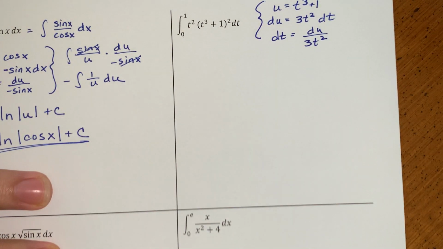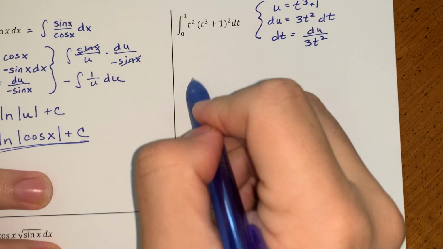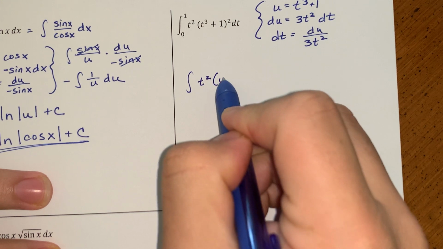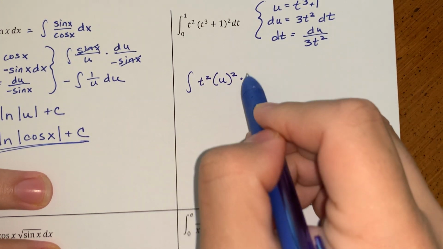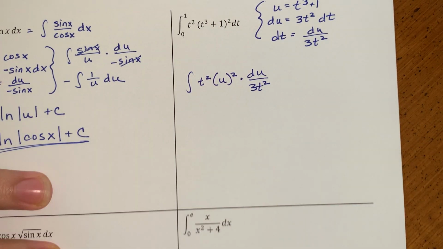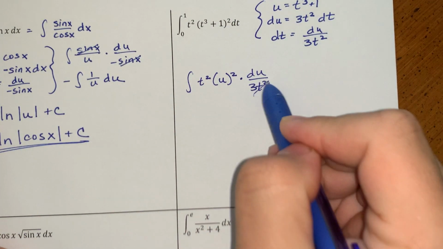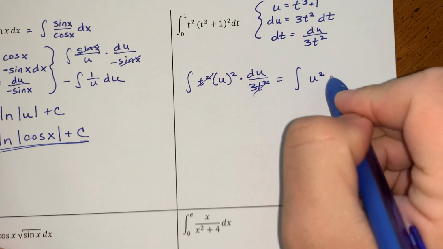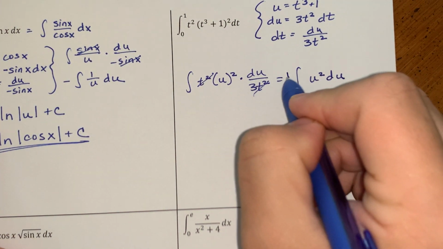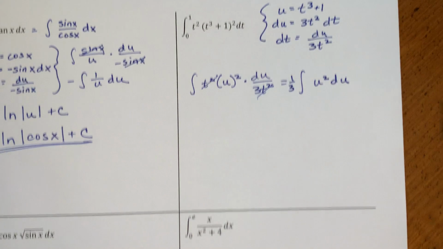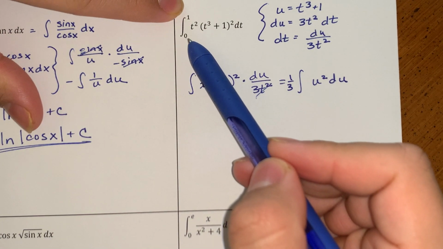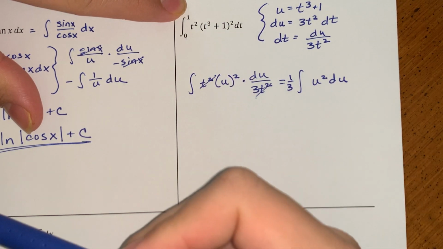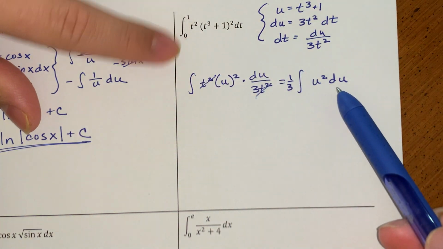Right? Now, when I plug all of this back into my integral, I'm going to have t squared times u squared, and then dt we said was du over 3t squared, right? And then the t squareds cancel, and I'm going to end up with the integral of u squared du, and then I can take the 1/3 outside. Okay, but here's the thing. What are we going to do with those bounds? These are the bounds for your t variable. These are not the bounds you're going to use for your u variable.